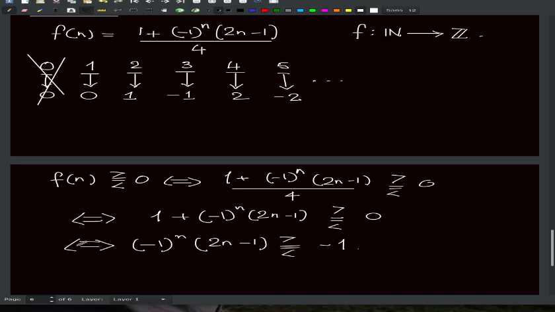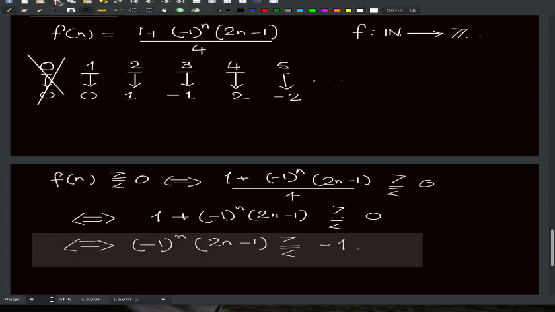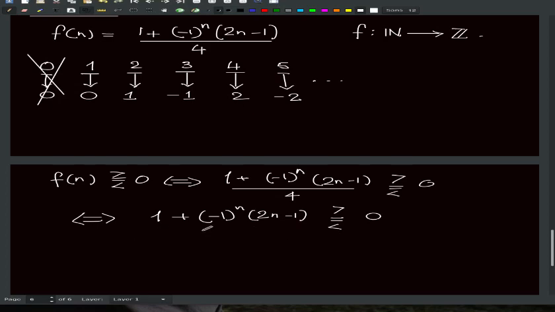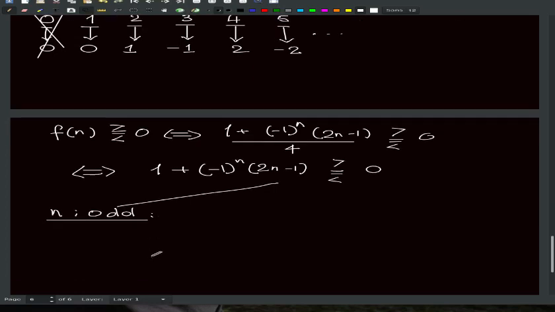So from here you can immediately see that for n odd, you need to find out 1 minus 2n minus 1 is this, which is the same thing as 2 minus 2n is this, which is same thing as saying 2 is this.